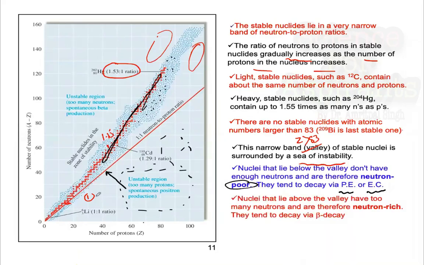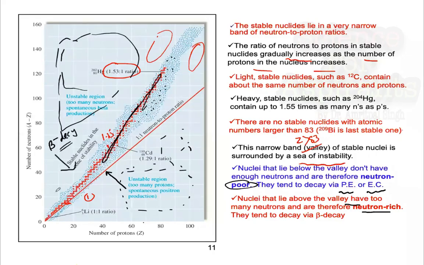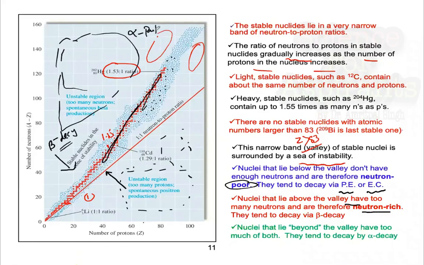Similarly, the nuclei that lie above this valley are neutron rich nuclei. All those nuclei which exist somewhere here are known as neutron rich nuclei, and they tend to undergo beta minus decay. By doing so, they are moving close to this nuclear stability belt. We will do one or two examples and then you will get clear. The nuclei that lie beyond this valley, somewhere like here, are alpha particle emitters, which are lying beyond this stability red line.